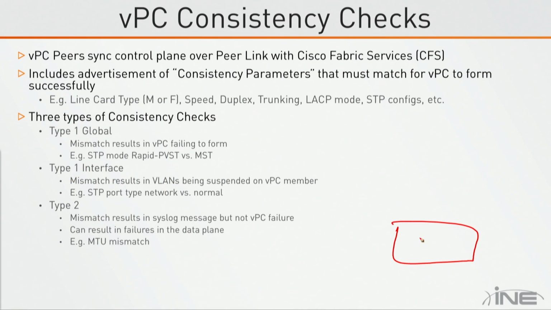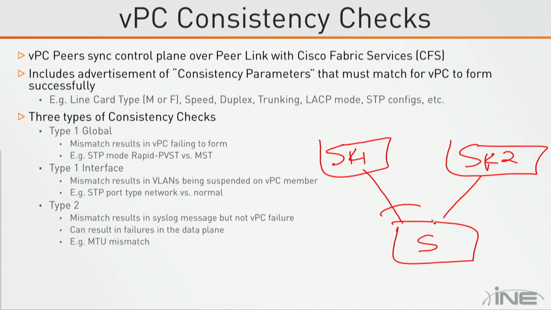so let's say that we have server 1 that's dual homed to 5K1 and a 5K2. We have a channel from the server's point of view, so it's running a team, and on the team it has its IP address configured. Then between the 5Ks we have the peer link.